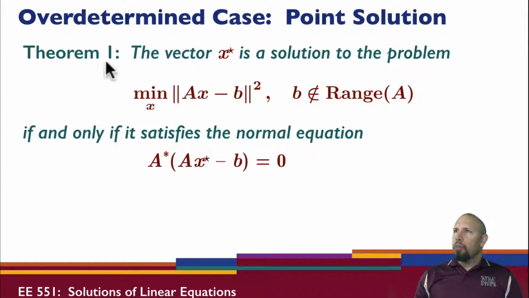So here, Theorem 1. The vector x star is a solution to this minimization problem, minimum over x of the norm squared of Ax minus b, where b is not in the range of A. Okay? x star is a solution to this problem if, and only if, it satisfies the normal equation. So if there is a vector x that satisfies this normal equation, then it is the solution to this minimization problem. If there is an x that solves this minimization problem, then it automatically satisfies the normal equation. So that's what the if and only if means. There are two sides to that theorem.